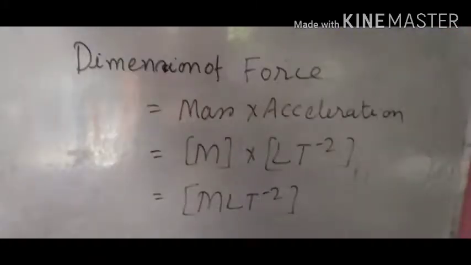Now we will calculate the dimension of force. Force, this physical quantity, can be written as mass into acceleration. So the dimension of mass is M and the dimension of acceleration is LT^-2. So finally this is MLT^-2. Always remember that a dimension is always written within square brackets.